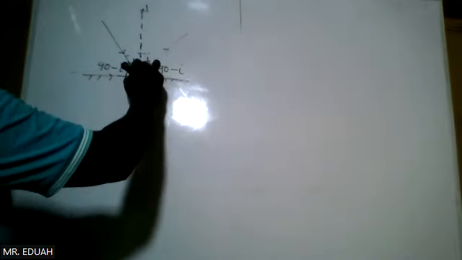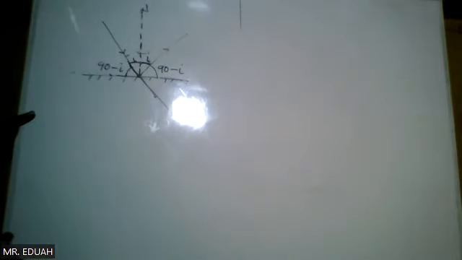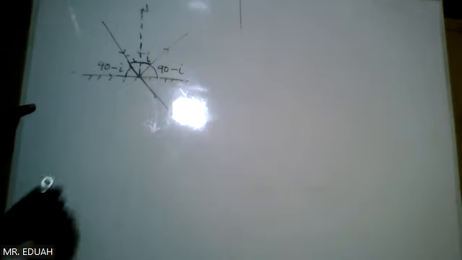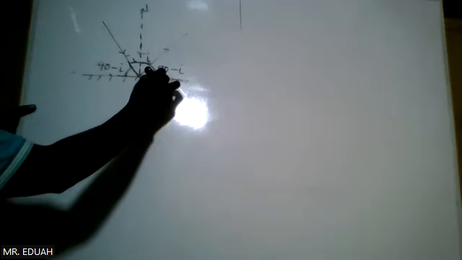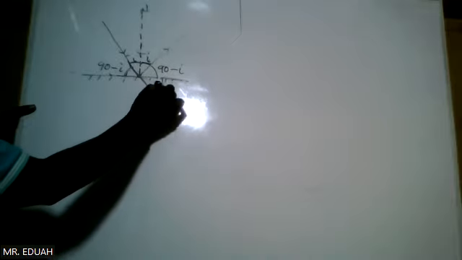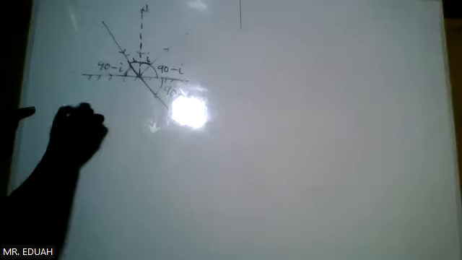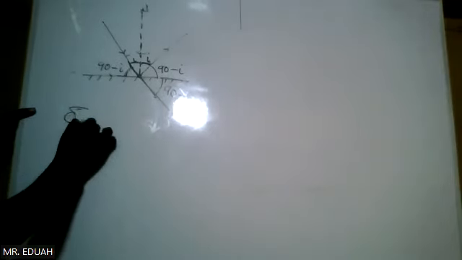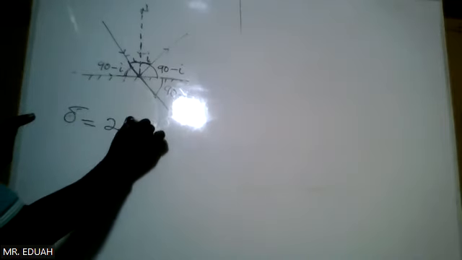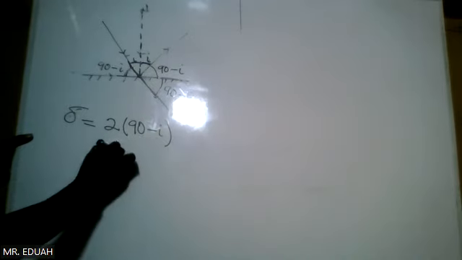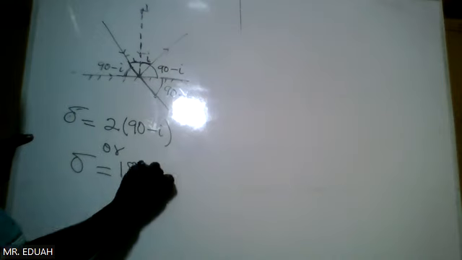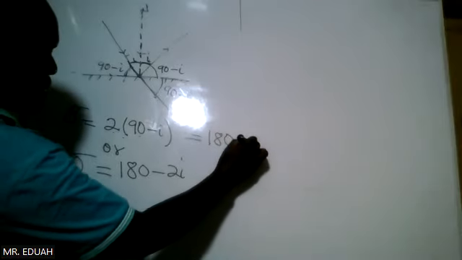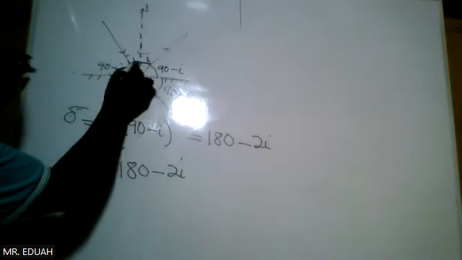So if you are looking for the angle of deviation, if this is 90 minus I, of course, by vertically opposite angles, this will also be 90 minus I. And so we can say that the angle of deviation is equal to 2 times 90 minus I, or the angle of deviation is equal to 180 minus 2i. And look at something. When we expand this, we are getting the same results as when we have just subtracted this from that.